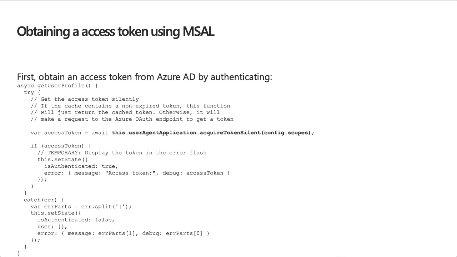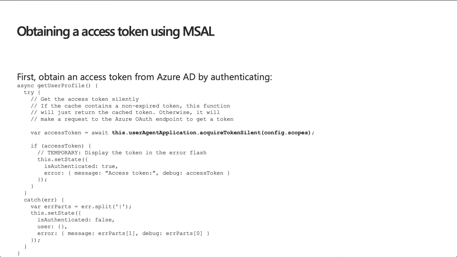Now, how do you obtain an access token using the Microsoft Authentication Library? The way you're going to do that is you're going to call this.useragentApplication.acquireTokenSilent, and you can pass in any of the scopes that you want to define. Now, when you get the access token back, you can set it using the capability of state management inside of a React app. You can use this.setState to set the state of the user and specify that they are currently authenticated.